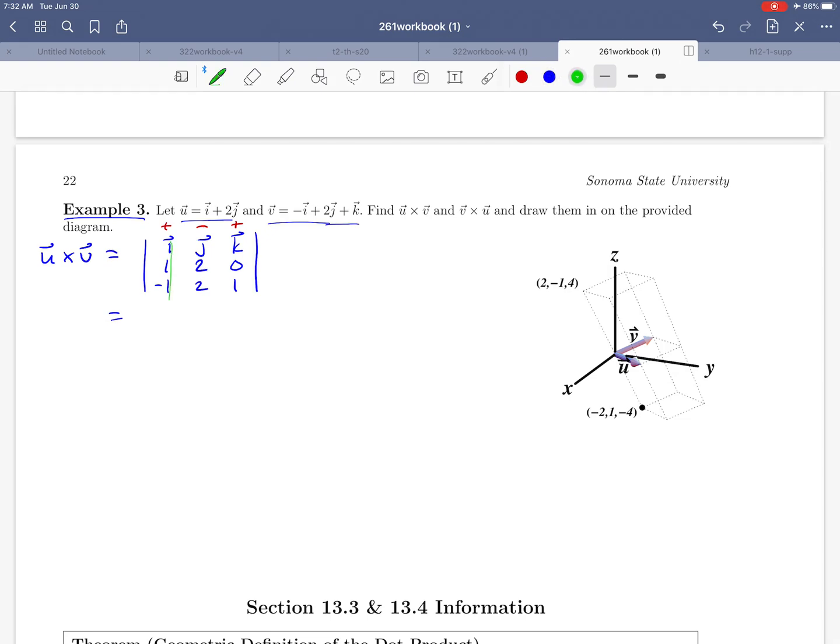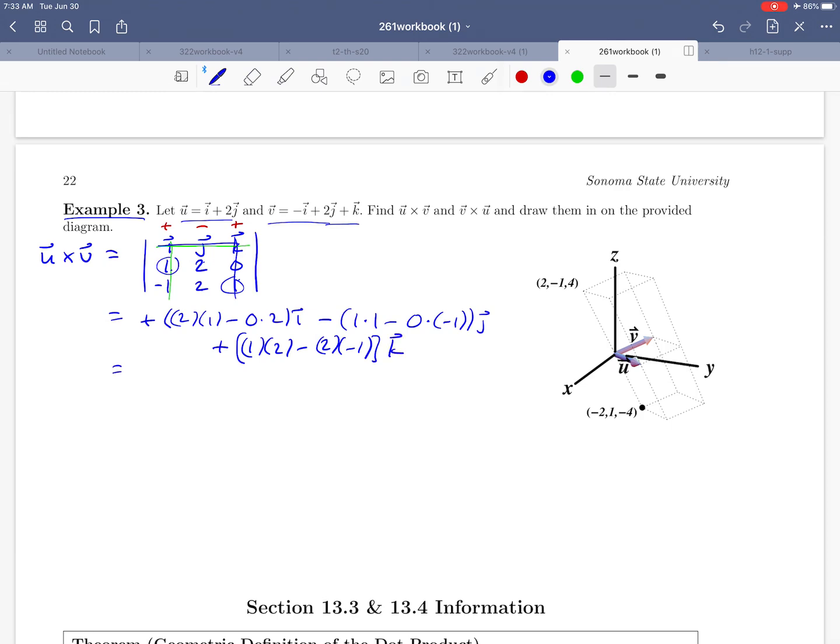The first thing we do is cross out the row and the column that the i is in. We're going to get a plus 2 times 1 minus 0 times 2, i. Then we move on to a minus for the j component, and if you cross out the row and the column that the j is in, we're going to get 1 times 1, upper left times lower right, minus 0 times negative 1. I'm running out of space here, so let me move to the next line. And then for k, if we cross out the row and the column there, we're going to get 1 times 2 minus 2 times negative 1, all of that times k.